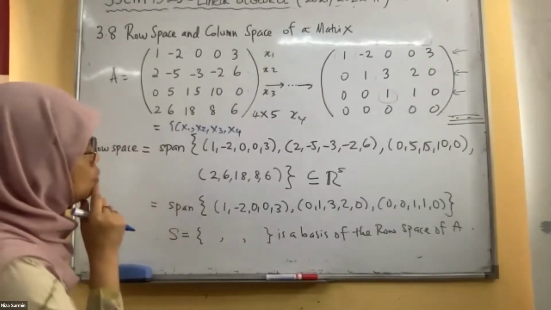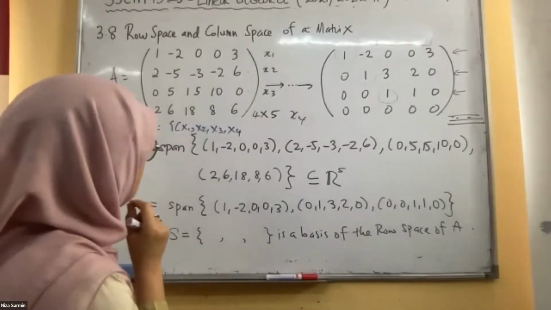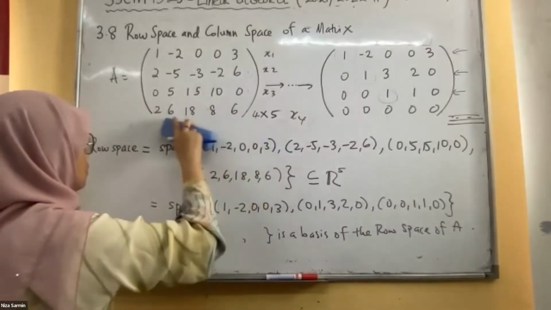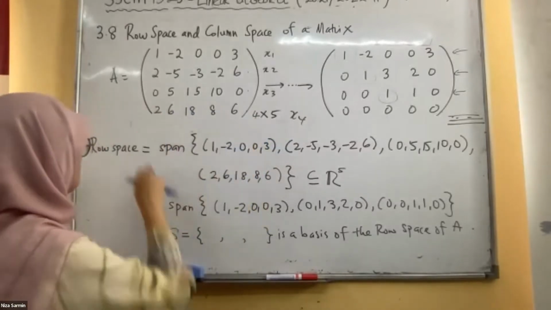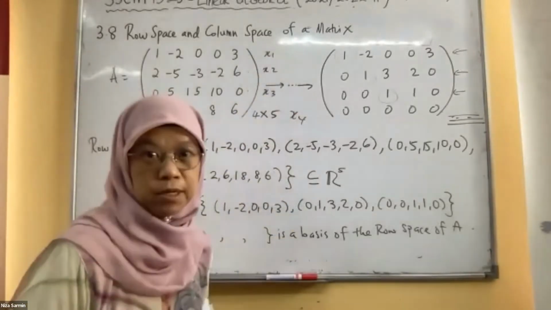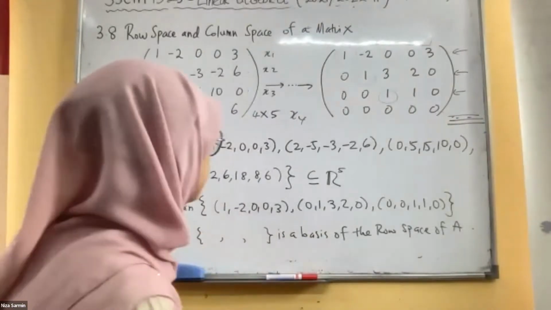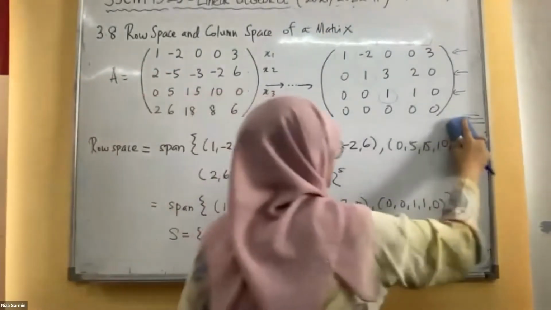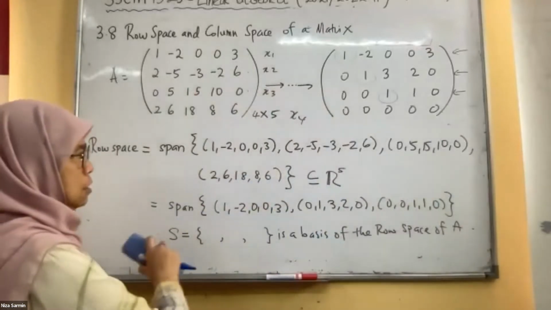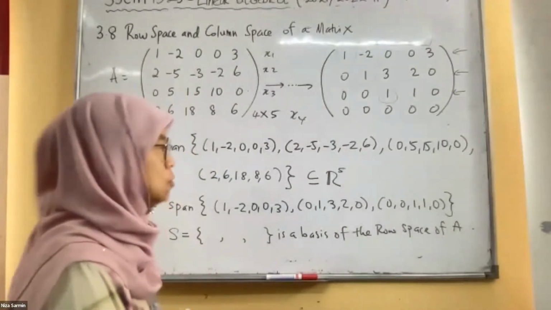But this one goes until 5, right? Oh, that one is for the column space, sorry about that. This one you just leave like this. For this one is actually the column space because we write as column. I will do that next. So for row space, this is your answer. For row space, you just reduce and then take the non-zero rows. That's it for the row space.